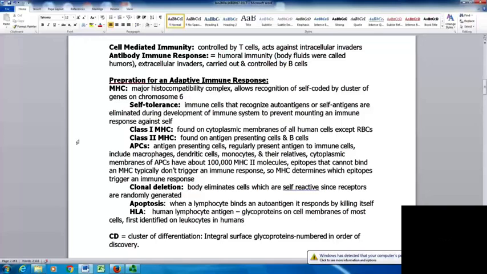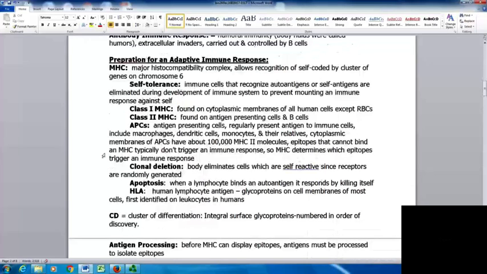The class 1 MHC is found on the cytoplasmic membranes of all human cells except the red blood cells. Class 2 MHC is found on antigen-presenting cells and B cells. Antigen-presenting cells regularly present antigen to the immune cells. These can include macrophages, dendritic cells, monocytes, and their relatives. The cytoplasmic membranes of the antigen-presenting cells have about 100,000 class 2 MHC molecules. Epitopes that cannot bind an MHC typically don't trigger an immune response. So the MHC really is what determines which epitopes trigger the immune response.